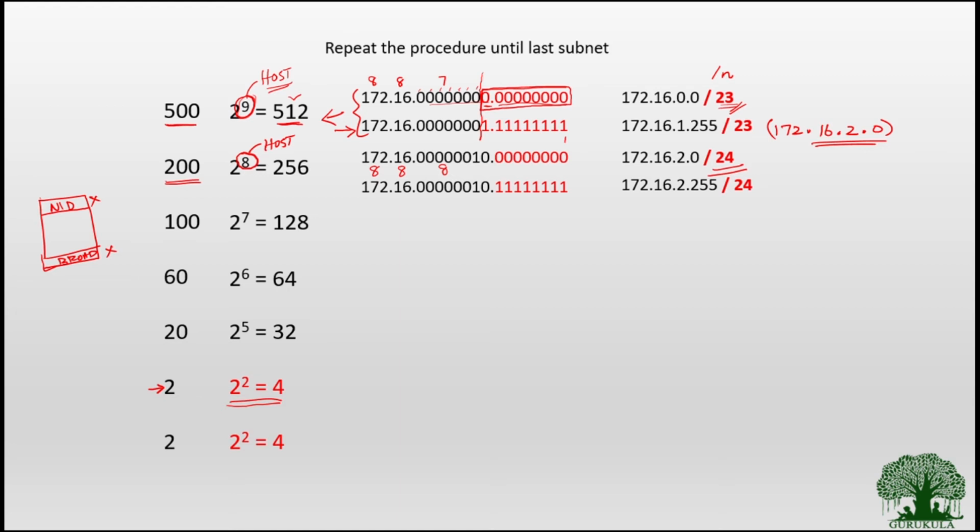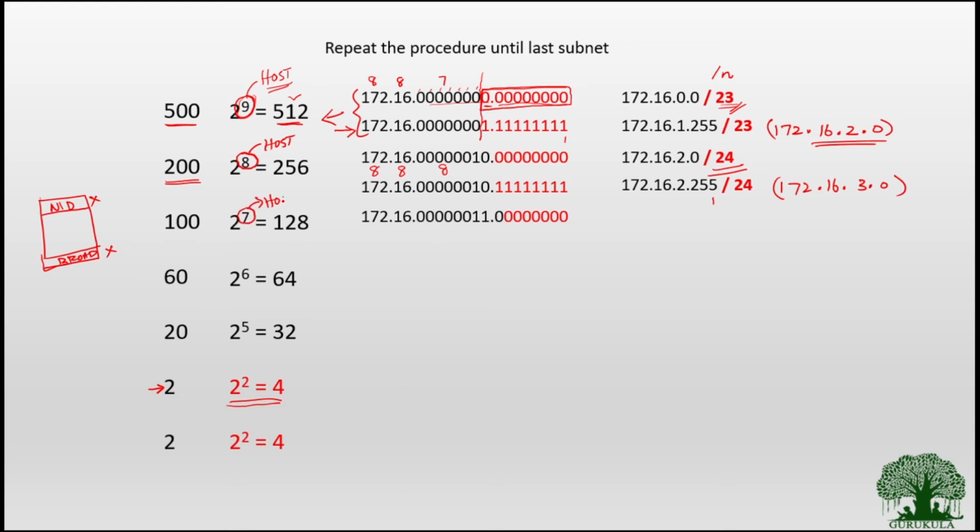Correct. So what is the next step? We will have to write the immediate next IP addresses. You will have to repeat the same procedure until the last subnet. So what is the next IP address of this? You will have to add 1 here. So if I add 1, I will get 172.16.3.0. This will be my next IP address. So I will write that in binary representation here.